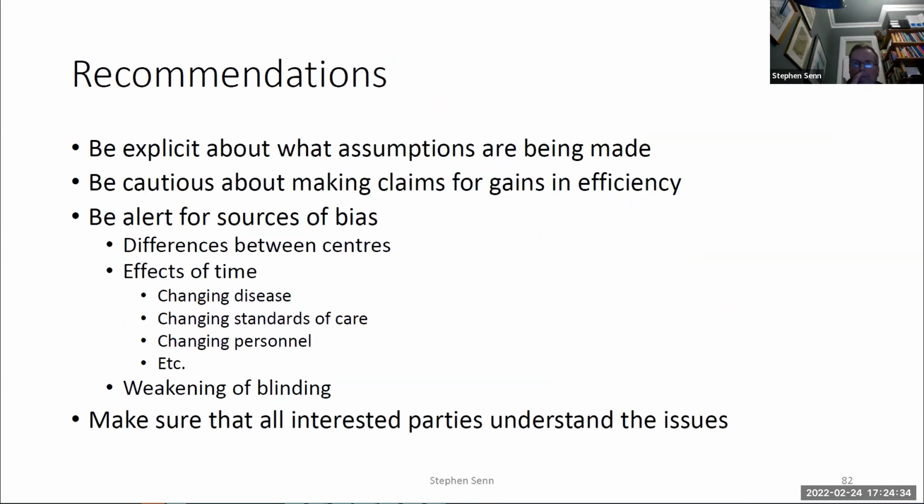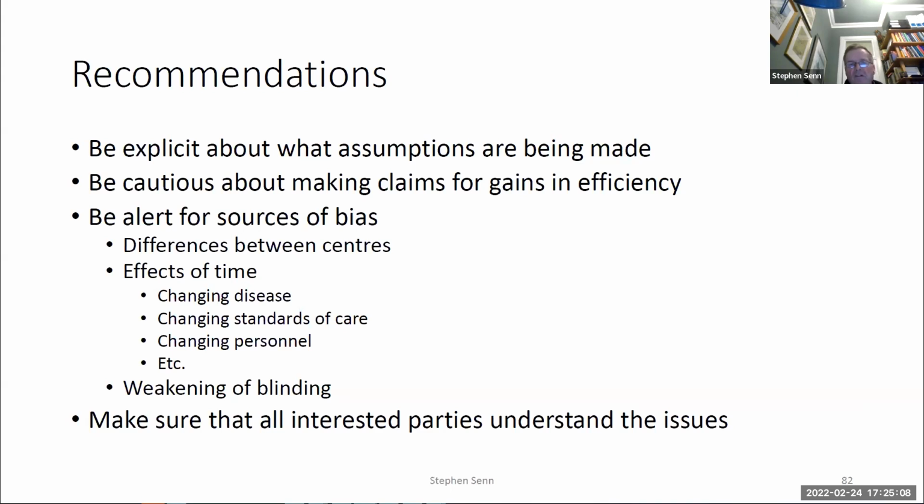Next slide, please. So recommendations that we make, I think, essentially match many of the ones that we've had so far. One should be explicit about what assumptions are being made. One should be cautious about making claims for gains in efficiency. In my opinion, a lot of the early statements that were made about platform trials insufficiently pointed out the problems, and maybe regulators were playing catch up there because they were blinded by some of the hype that was put out.